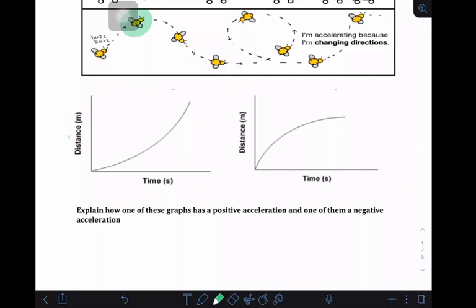We see an example of a graph that's decelerating. As time increases here, the object's distance is getting slowed down and not increasing. So as this line flattens out, that means distance is not increasing, time is increasing, the object has stopped.